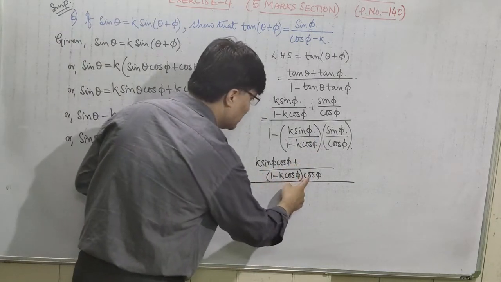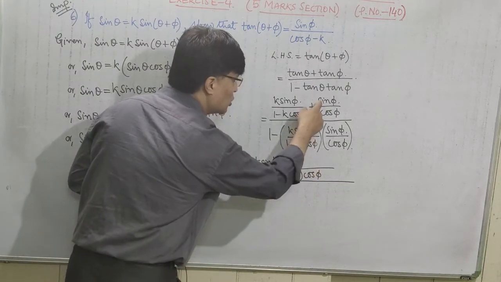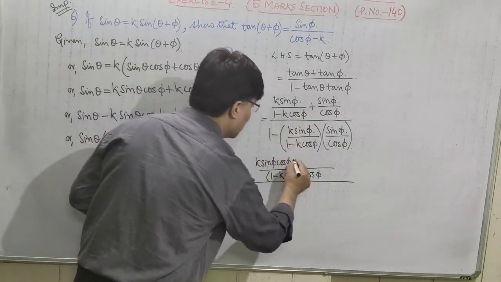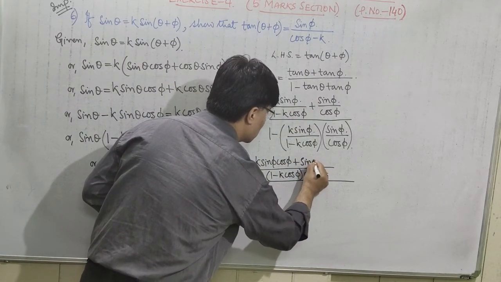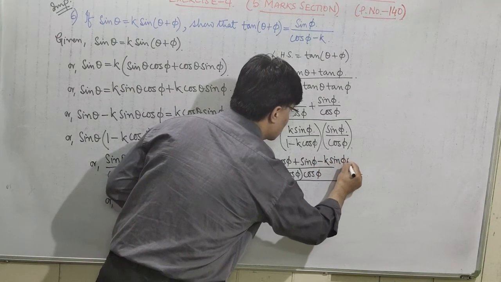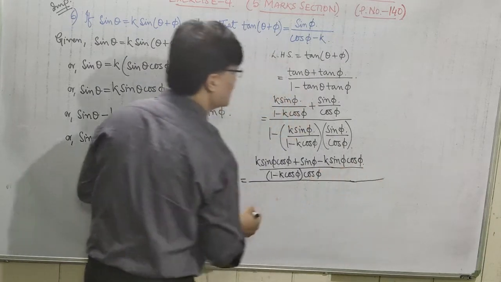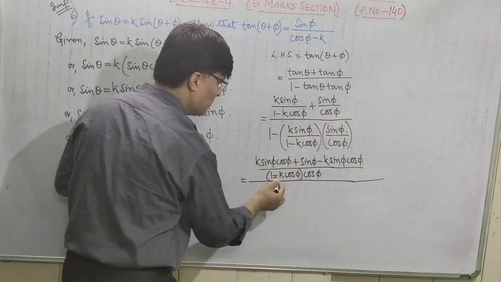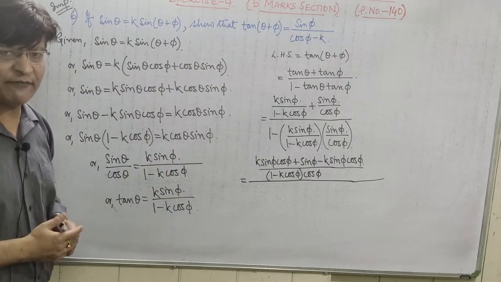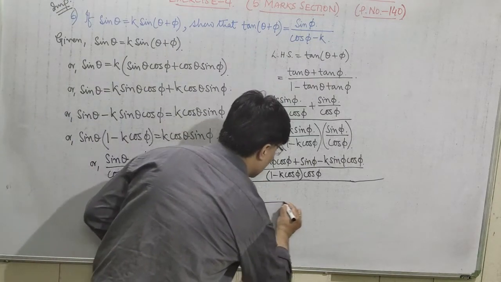Now this LCM is again divided by cos phi. Cos phi will be cancelled. So 1 minus k cos phi should be multiplied by sin phi. What do we get? Sin phi into 1, this is your sin phi, minus k sin phi cos phi. That is, this sin phi is multiplied by 1 minus k cos phi. So we got this result. So we have simplified the numerator. Similarly, you can simplify the denominator.